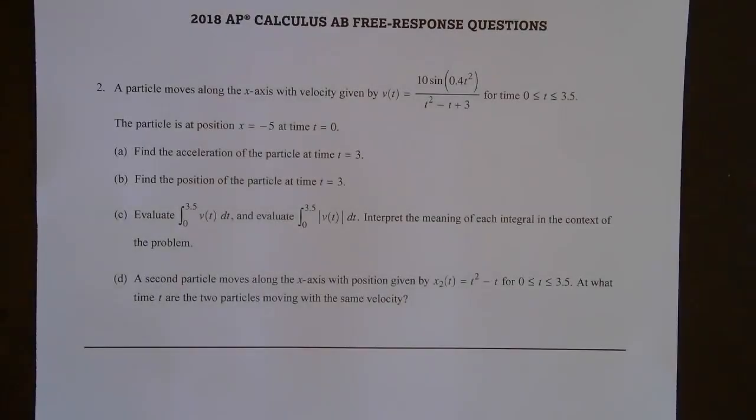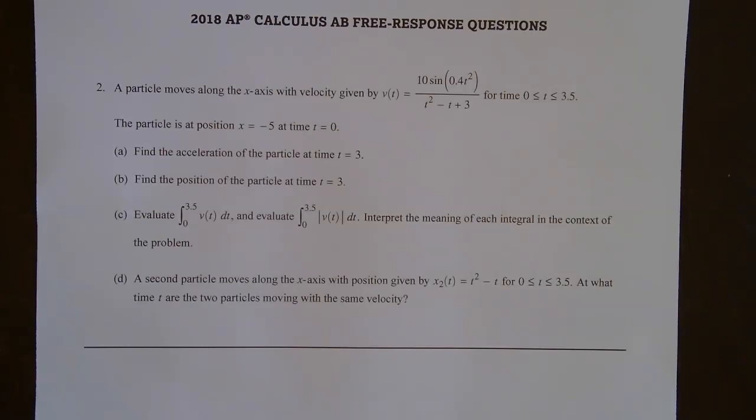Okay. So for part D, they're asking you a second particle moves along the x-axis with position given by this second function. So this is the position function, and it's equal to t squared minus t, for 0 less than or equal to t, less than or equal to 3.5. So it only works for that time interval. At what time t are the two particles moving with the same velocity?